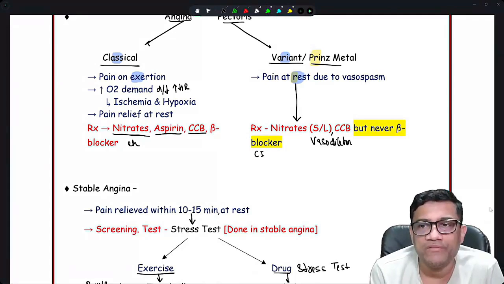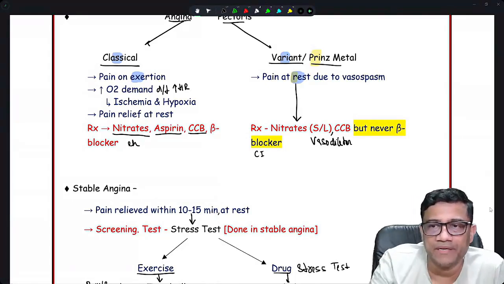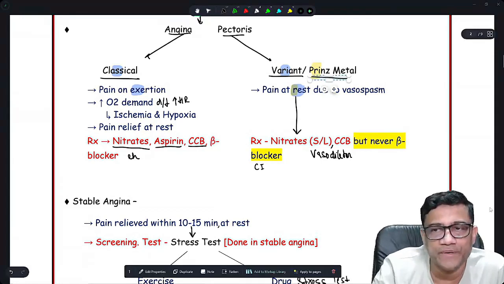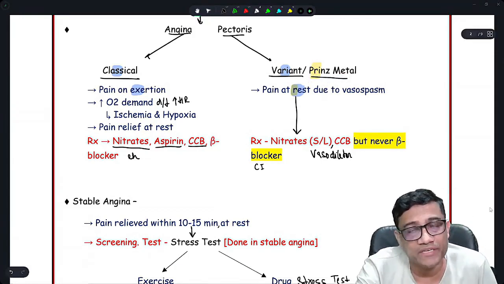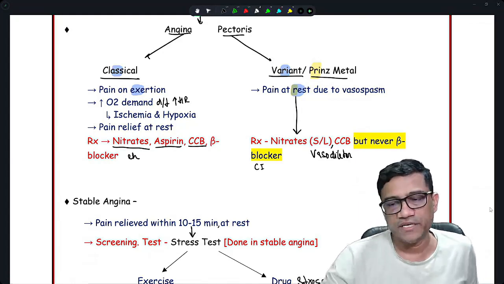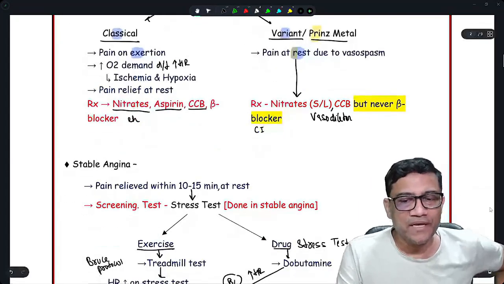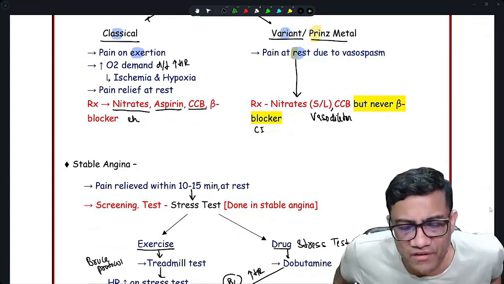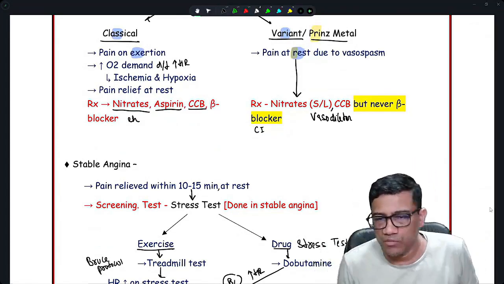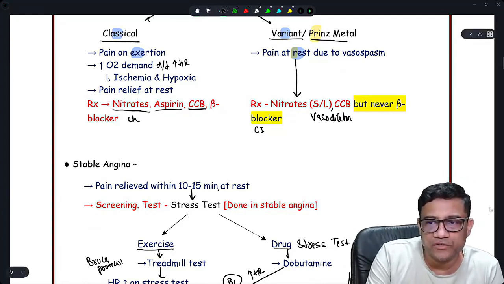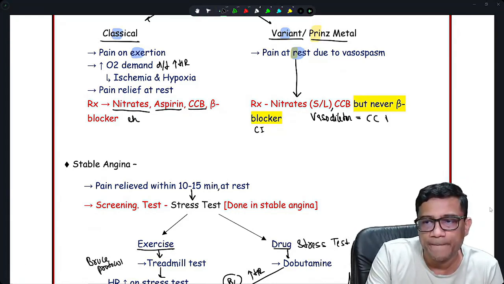Okay, now variant, which is also called Prinzmetal. What is variant also called? Prinzmetal. Here there is a vasospasm, and as the vasospasm occurs, the blood supply decreases, and decreased blood supply causes the pain. Here we again give sublingual nitrate, but never use beta blockers. Okay, what is the drug of choice? CCB is the drug of choice. So vasoactive CCB is the drug of choice.